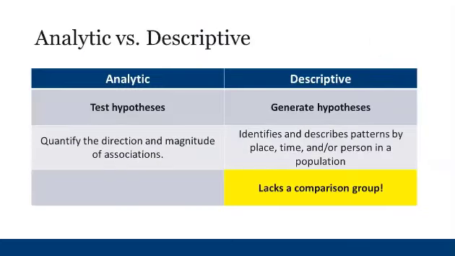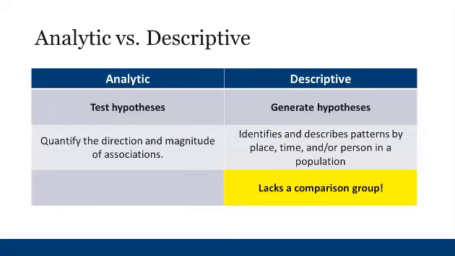So what's the difference between these? Well, as I'm sure we all have figured out at this point, if you're testing a hypothesis, it's an analytic study. Those are the case controls and cohort studies that we do. They quantify the direction and magnitude of association. Whereas a descriptive study is more generating the hypothesis. It's describing a pattern, place, time, or person in a population of interest. And the main thing to think about here is the descriptive studies do not have a comparison group.